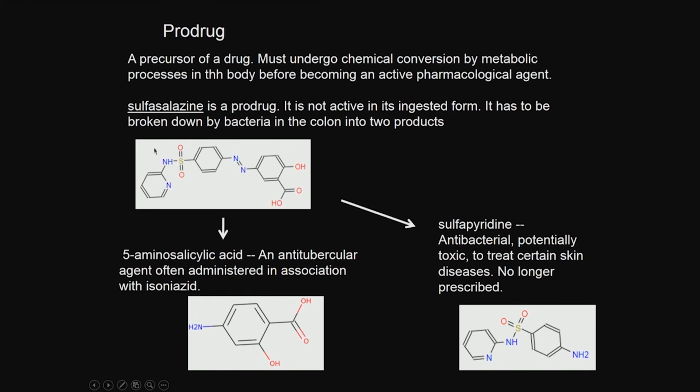So, look at this. This has no activity at all, but when it is broken, this portion is the sulfapyridine and this portion is 5-amino salicylic acid. This portion has anti-tubercular activity, this portion has antibacterial activity, but together they do not exhibit any activity. So, inside the body this particular bond may get broken, that is called a prodrug.